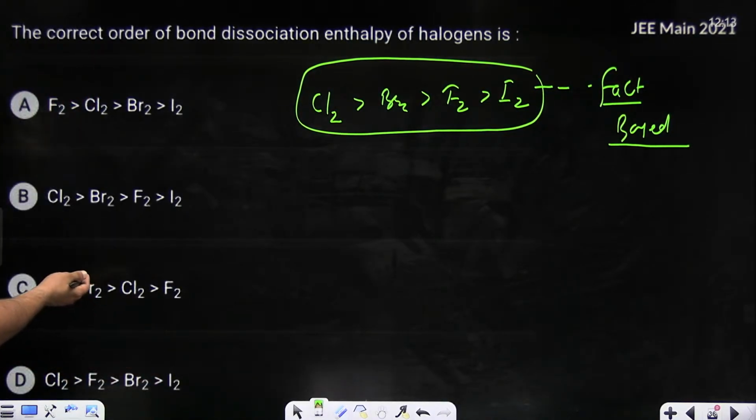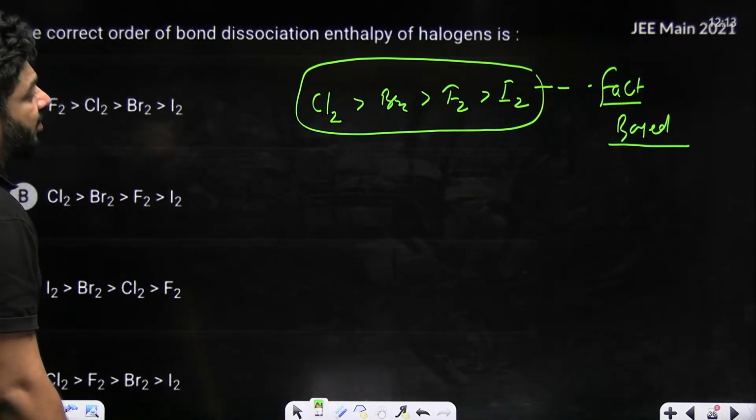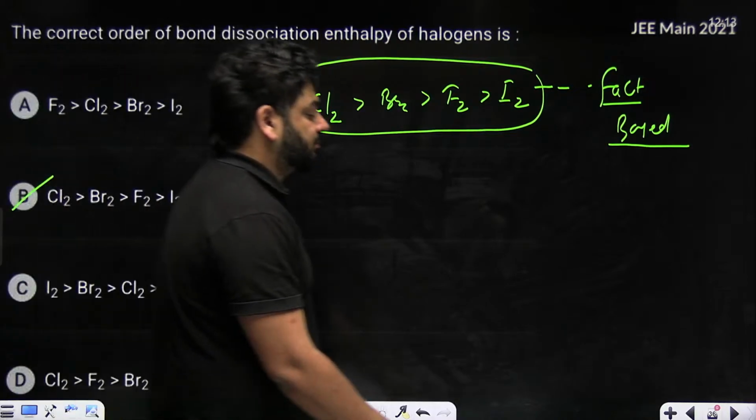This is a P block. This also comes in P block in group 17 when we discuss the halogens. So the correct answer should be what? It's a factual question. Cl2, Br2, F2, and I2. B.